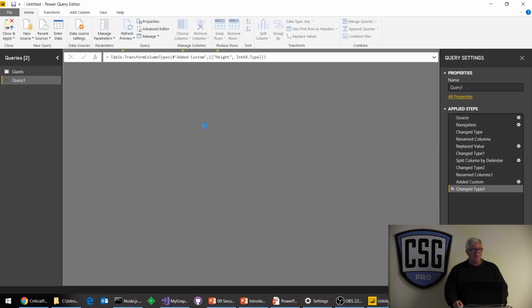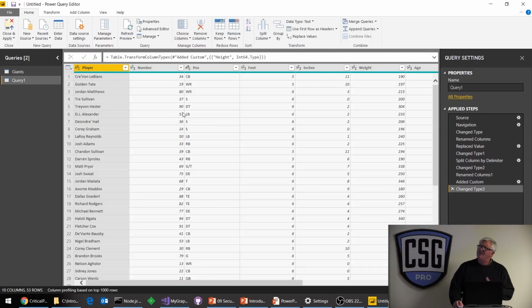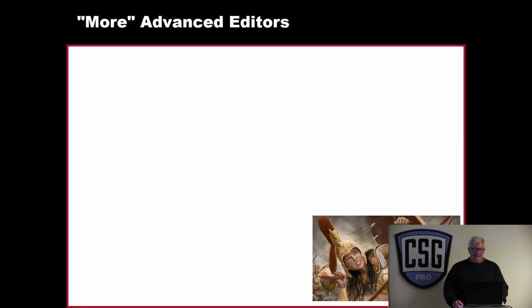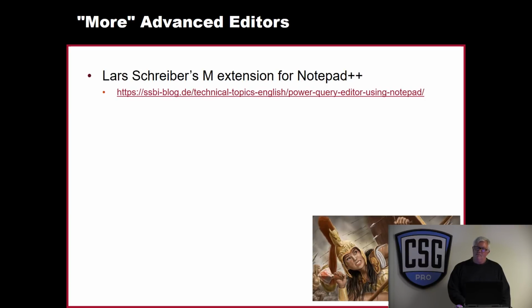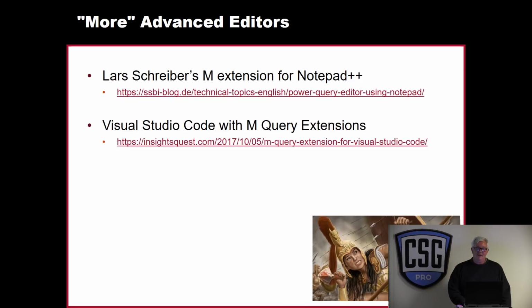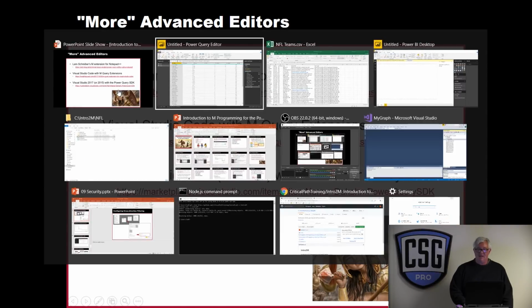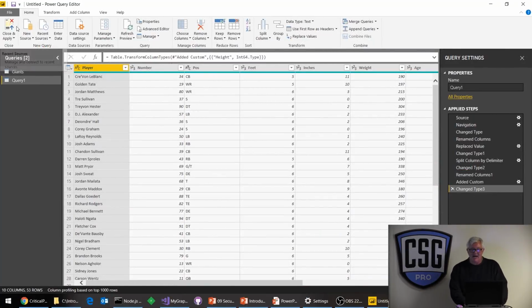So for people who are willing to work at this level with the M code, moving things back and forth, and lots of other things that we do, are just going to be a lot faster. Okay, now what we want is more advanced editors. Once again, I wrote these slides a year ago, so back then you could use Notepad++, and there's one guy who put an extension in to make that work. Visual Studio Code also has M query extensions, and what we're going to show here at the end is that there is a Power Query SDK.